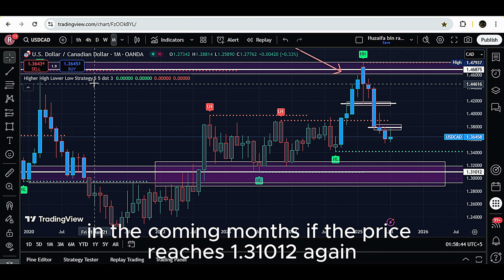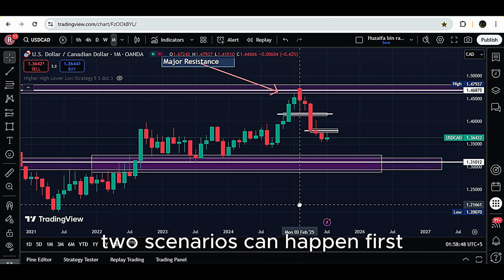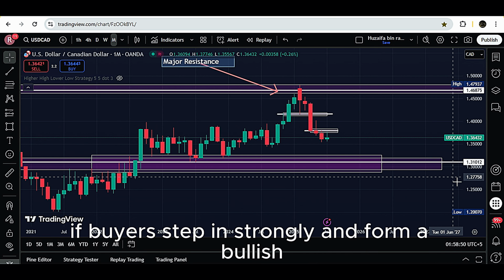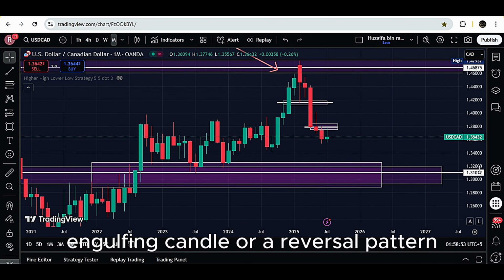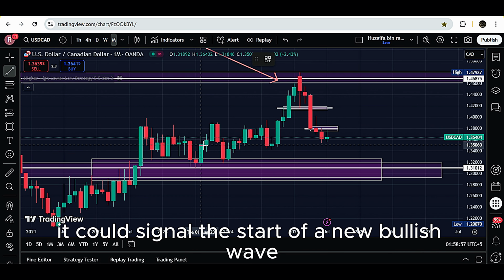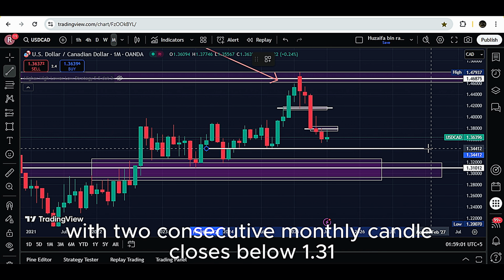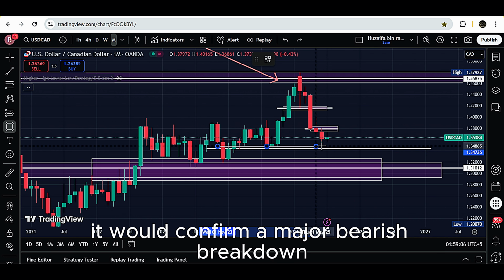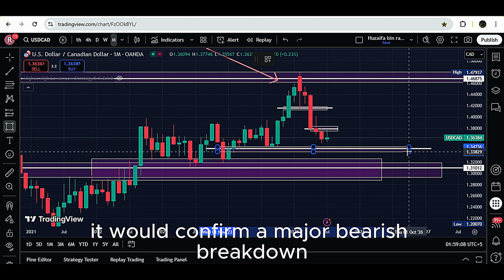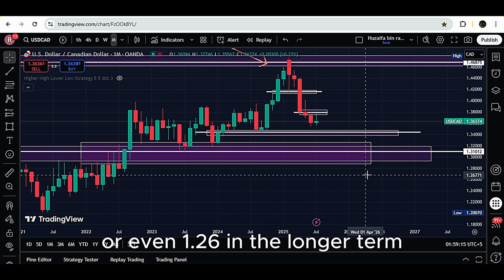If the price reaches 1.31012 again, two scenarios can happen. First, if buyers step in strongly and form a bullish engulfing candle or a reversal pattern, it could signal the start of a new bullish wave. Second, if this zone breaks with two consecutive monthly candle closes below 1.31, it would confirm a major bearish breakdown, potentially opening the door for a drop towards 1.28 or even 1.26 in the longer term.